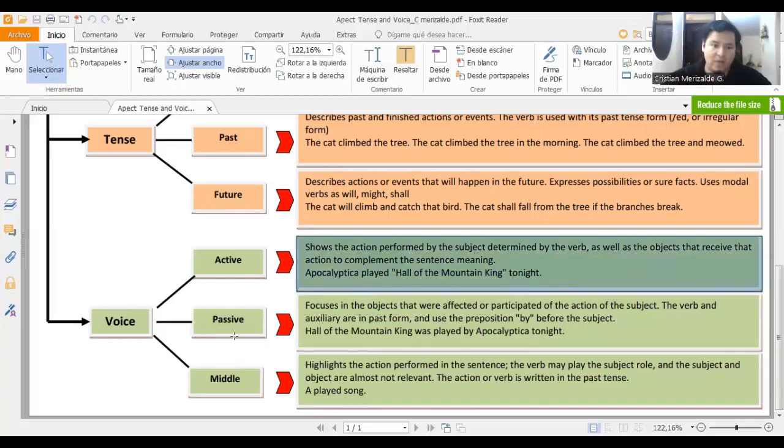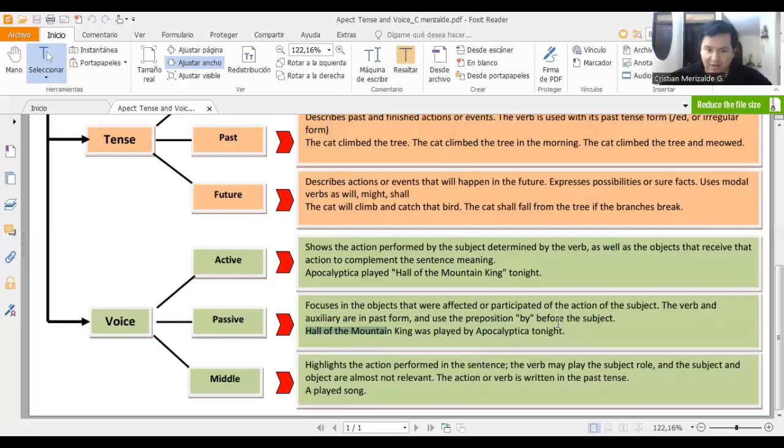So now we are going to analyze the next voice, that is the passive voice. Well, the passive voice in grammar focuses on the objects that were affected or participated in the action of the subject. The verb and auxiliary form are in past form, and it always goes with the preposition "by" before the subject. Okay, now let's check an example. Call of the Mountain King, that is the element, was played by Apocalyptica tonight.